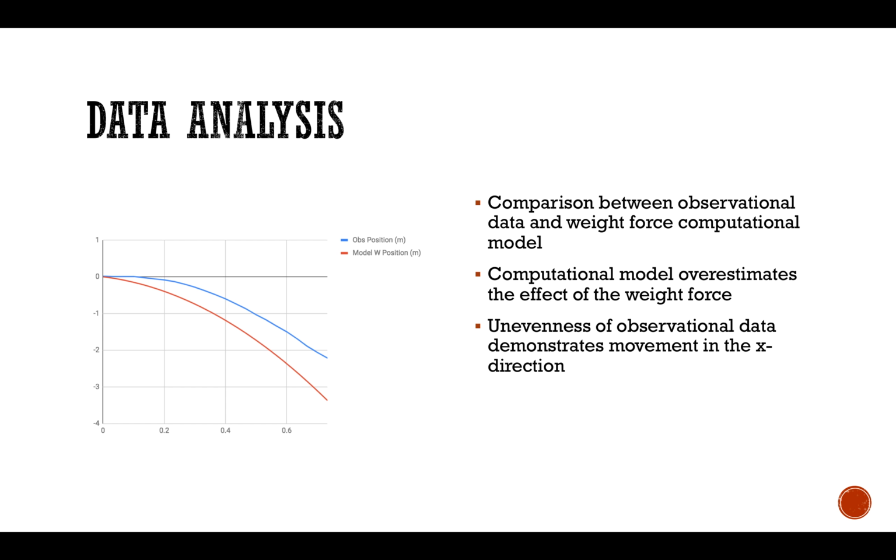When we compare the observational data to the model of the gravitational force, we get a graph that looks like the one on the left. As you can see, the model overestimates the effect of the weight force on the object, so there has to be another force acting on the object in order to make it act like the data we observed. This is the drag force. The unevenness of the observational data could be a result of movement in the x direction, meaning the object didn't fall completely straight down.